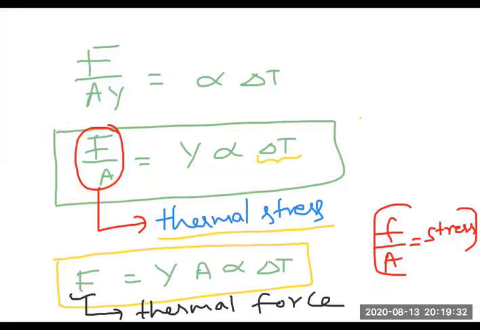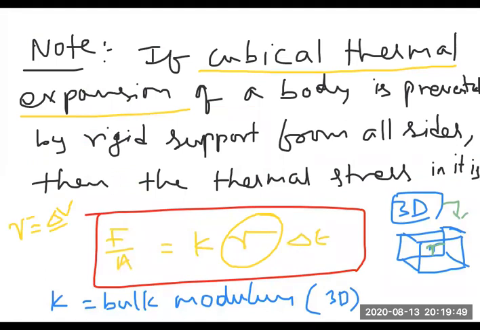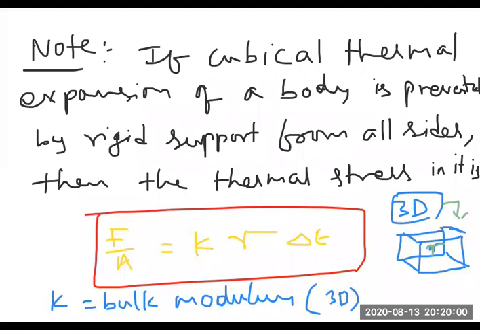Now we are talking about cubical expansion. Cubical thermal expansion means, cubical means what? Yes, volume expansion. For volume expansion we take gamma, where gamma is equal to delta V by V into delta T. In solids, we have alpha, beta and gamma. Gamma is related to the volume coefficient of solids.